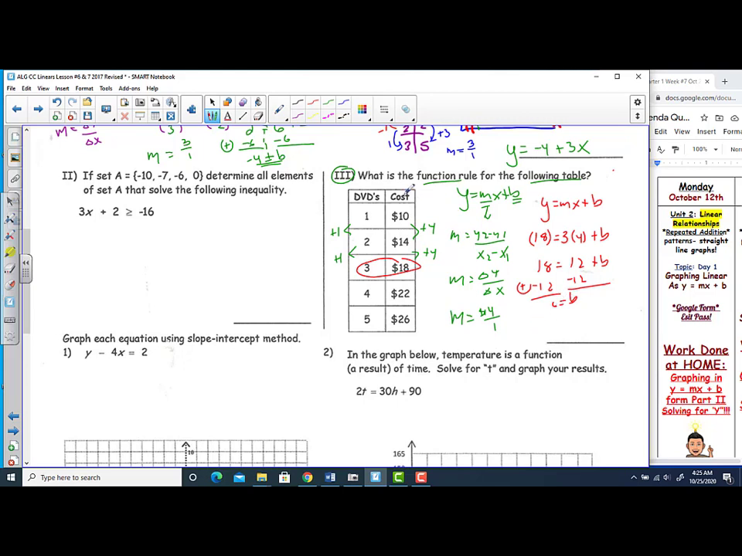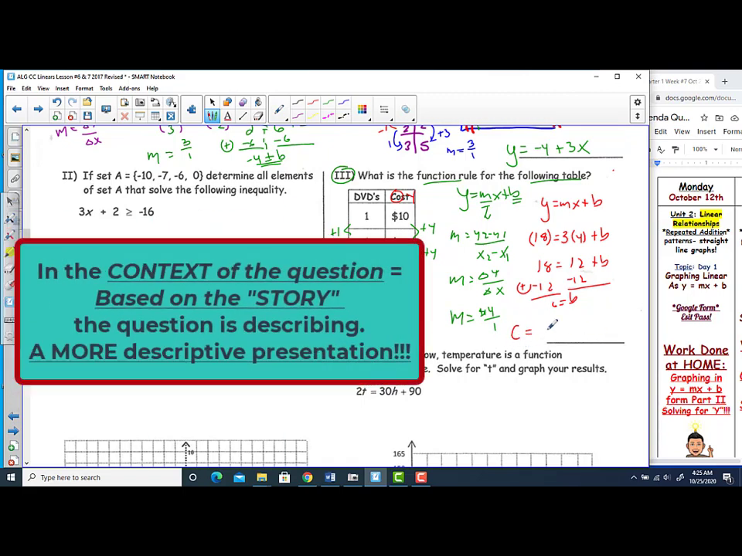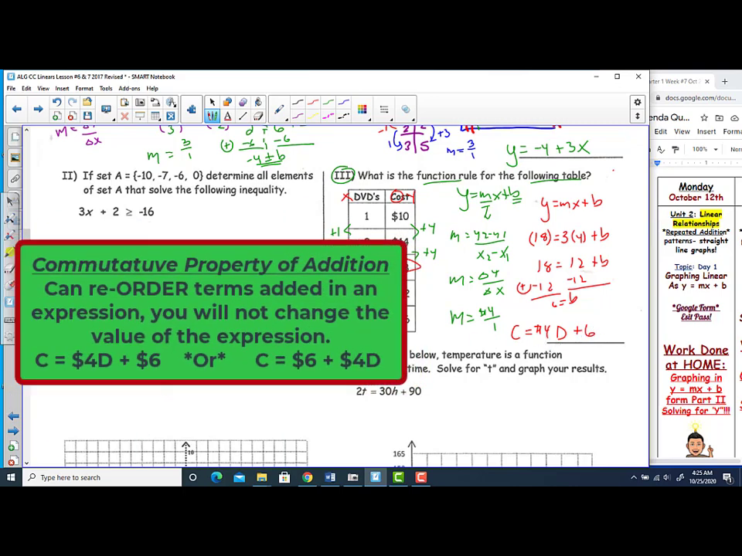So we're able to say that the y variable, cost, I'm going to use C instead of y, that's more in the context of the question. It helps me to better see what I'm describing in this repeated addition pattern. So the cost is a result of it being $4 per DVD. I'll use D for DVD instead of x. And starting at 6. Or if you prefer, you could use the commutative property of addition to say that cost is going to be the result of starting at $6 and paying an additional $4 for every DVD you purchase.